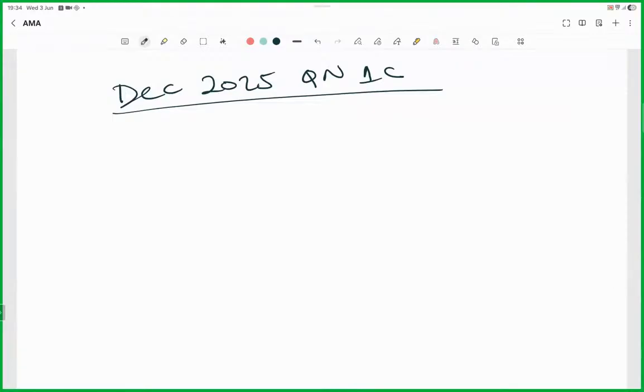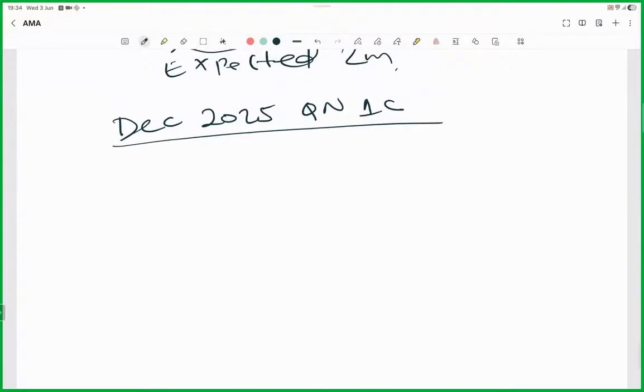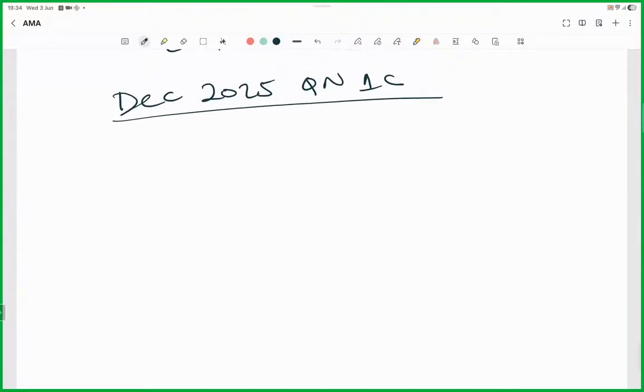Junction cafeteria, December 2025, question number 1C. They don't have the papers here, but they're online. If you go online and search for the past papers, they will come up.